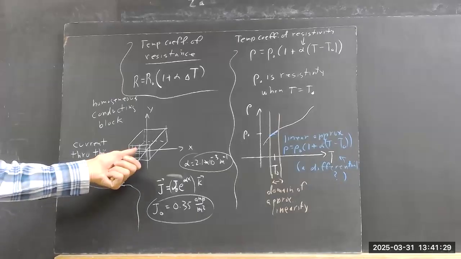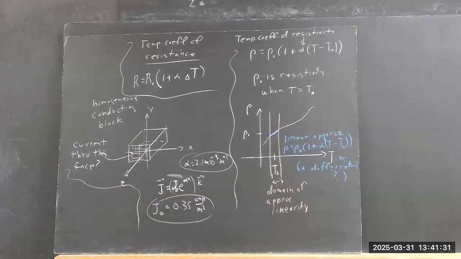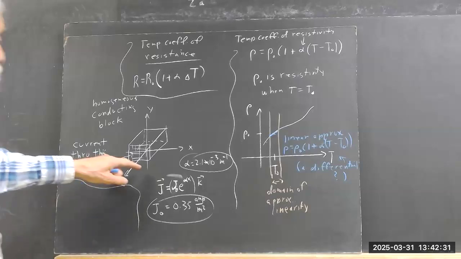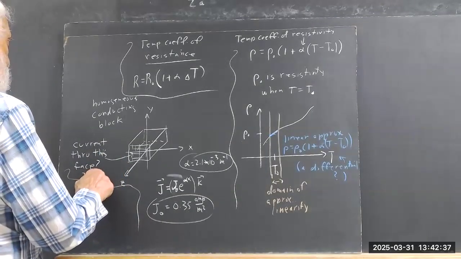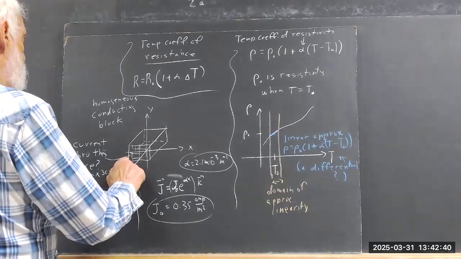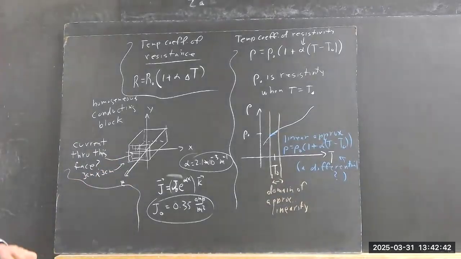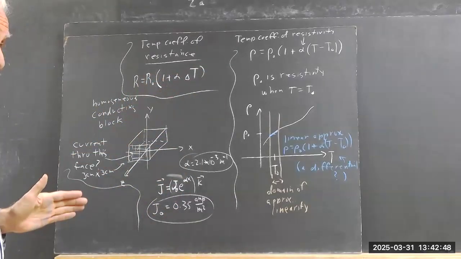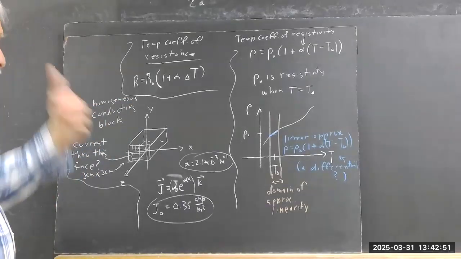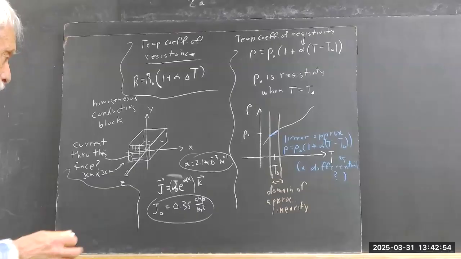So how do we figure current through this face? Oh, there are some dimensions. I'll give you the dimensions of the block, but think about how you would find the current through the face. This is 3 centimeters by 3 centimeters, and the dimension in the z direction doesn't make any difference, because your current density is in the z direction.